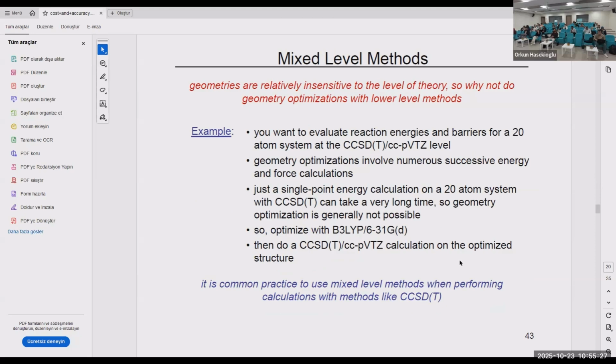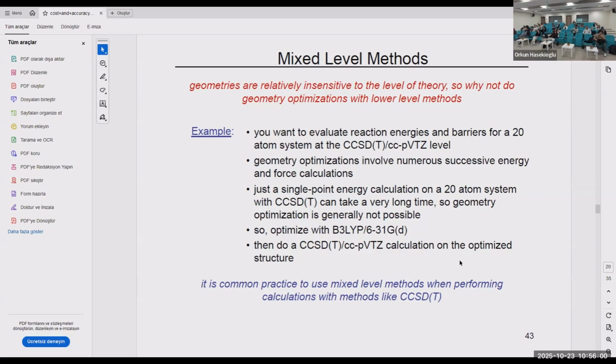So why not do geometry optimization with lower level methods, right? You want to evaluate reaction energies and barriers for a 20 atom system at the CCSD(T)/cc-pVTZ basis set level. Geometry optimizations involve numerous successive energy and force calculations. Just a single point energy calculation on a 20 atom system with CCSD(T) can take a very long time. So geometry optimization is generally not possible.